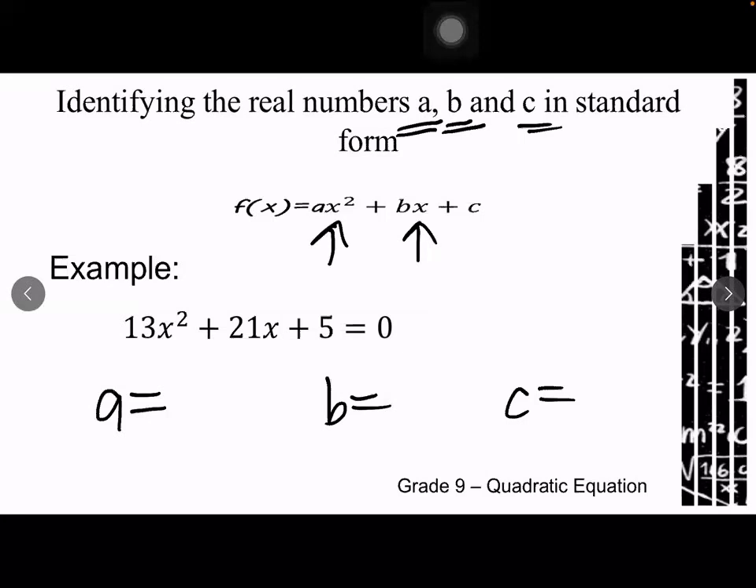So therefore, letter A is, what do you think is the value? Yeah, that's good. The letter A is 13. How about B? What do you think is the value of B? Yeah, that's good. The value of B is 21. And lastly, what is the value of C? Yeah, so therefore we have 5. Meaning those are our values for A, B, and C.